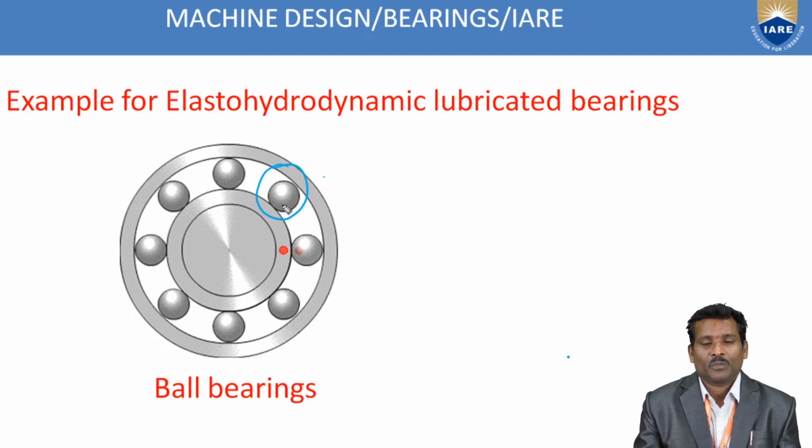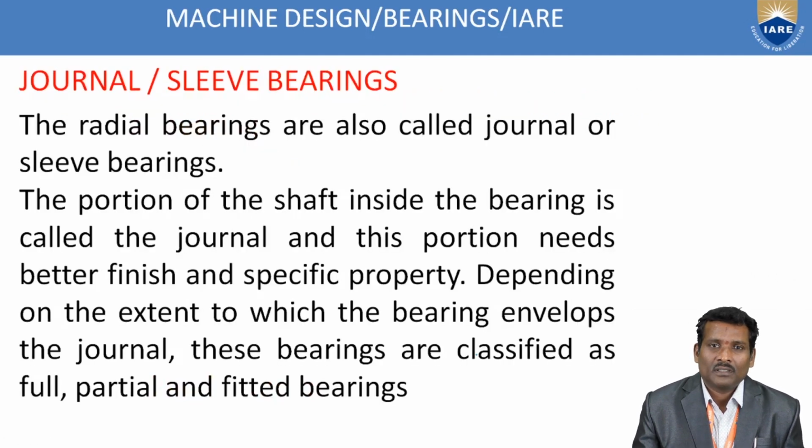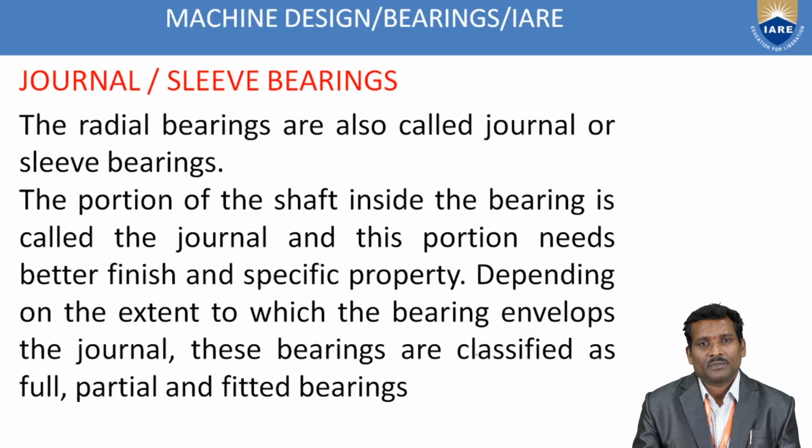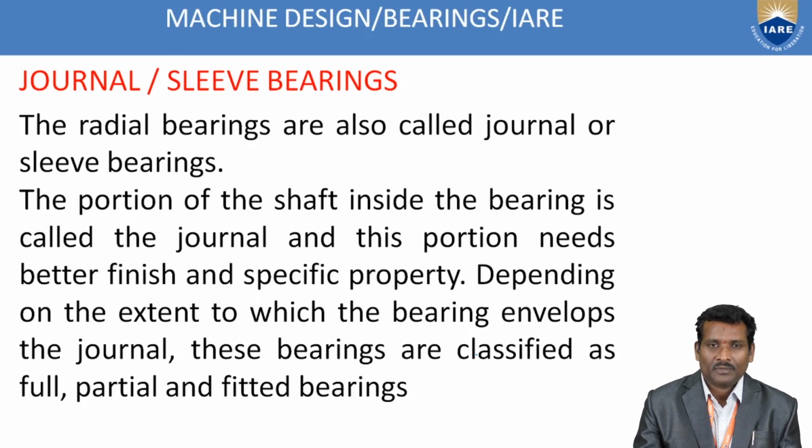Why? Because it mainly works on the elastic properties of the metals, the contact surface metals only. So up to now, we have discussed the bearings, the classification of bearings, and the different types of bearings. Next, the journal bearings are further classified into three types. We'll see what they are.